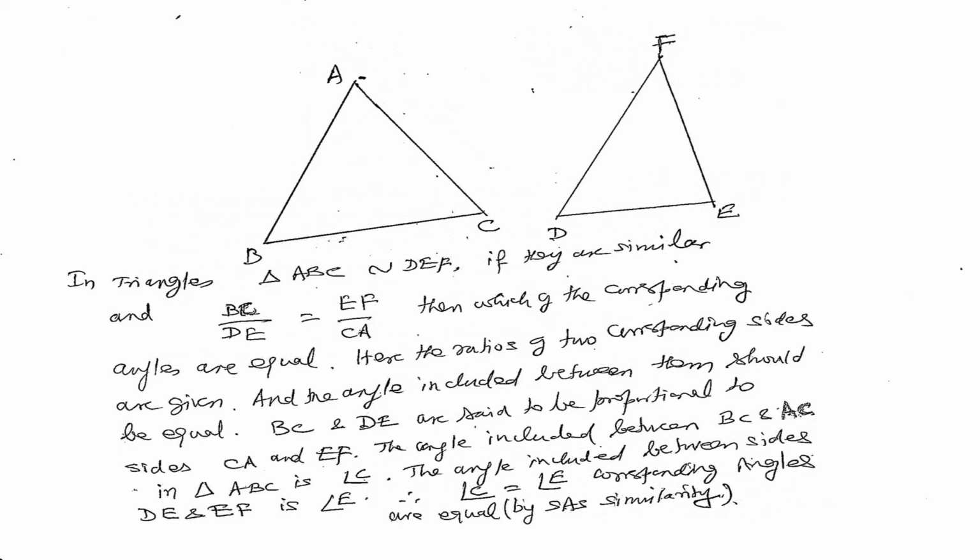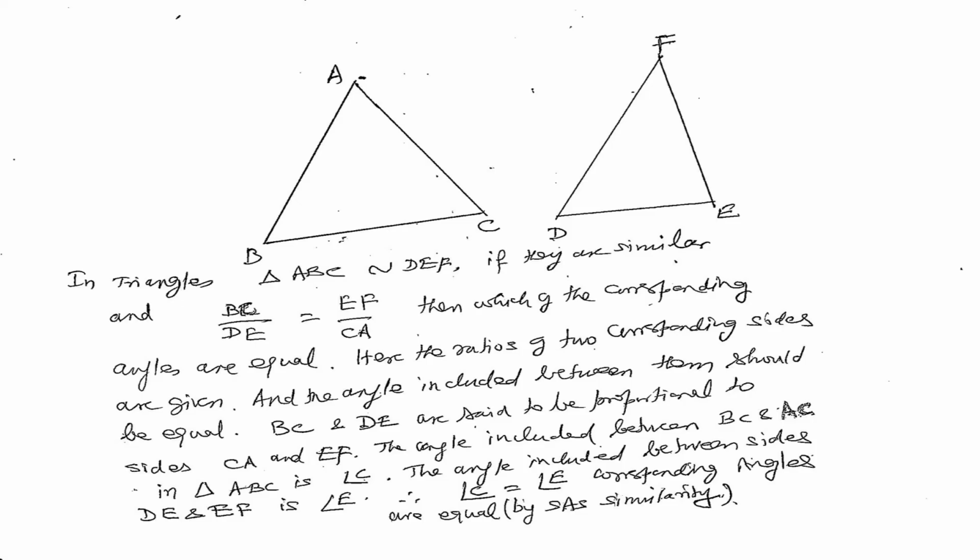In triangles ABC and DEF, ABC is similar to DEF. If they are similar, then their sides are proportional. Therefore, BC by DE is equal to EF by CA. Then which of the corresponding angles are equal? Now think about the ratios. Here the ratios of two corresponding sides are given and the angle included between them should be equal. Therefore, BC and DE are said to be proportional to sides CA and EF.